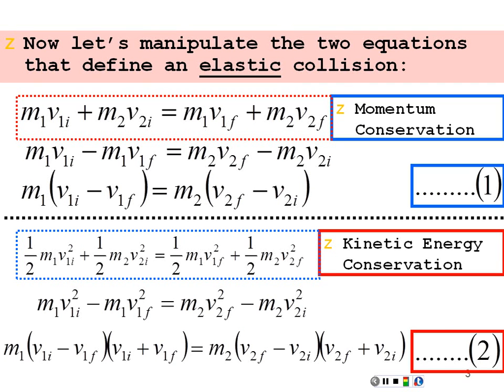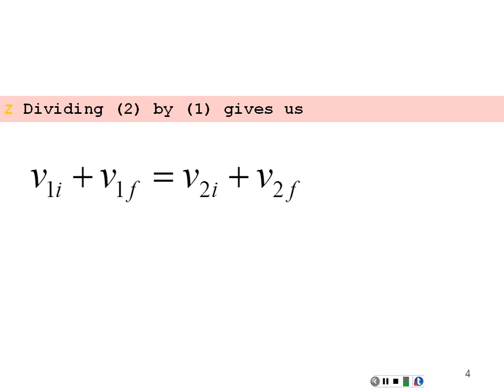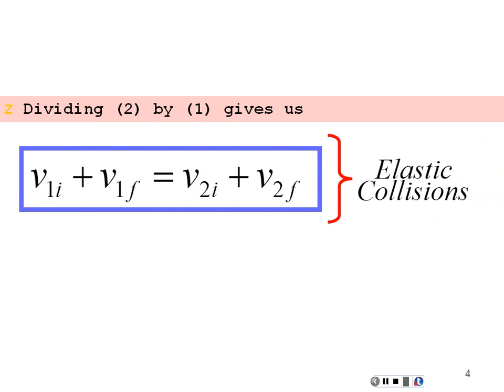Note that the left-hand side of equation number 1 is also present in the left-hand side of equation number 2. And the right-hand side of equation number 1 is also present in the right-hand side of equation number 2. So if those quantities are equal in equation number 1, they are equal in equation number 2 as well. I could divide equation 2 by equation 1, get rid of the equal quantities, and if I do that, I get this beautiful result. V1 initial plus V1 final equals V2 initial plus V2 final. That is only true for elastic collisions, that the sum of the velocities for one particle before and afterwards equals the sum of the velocities for the other particle before and afterwards.